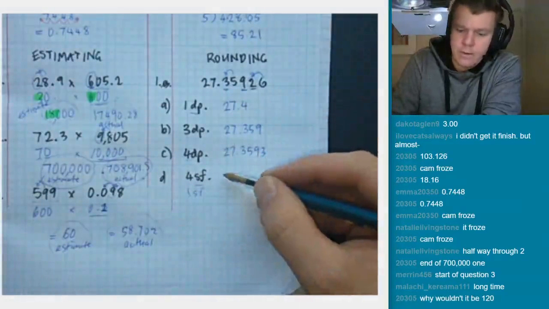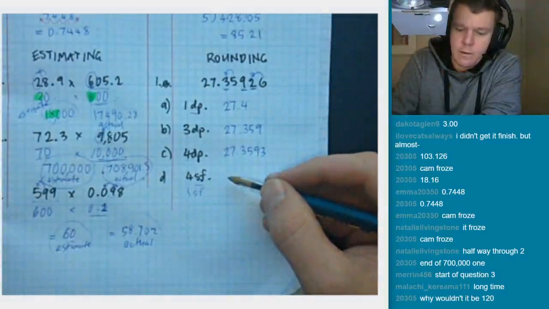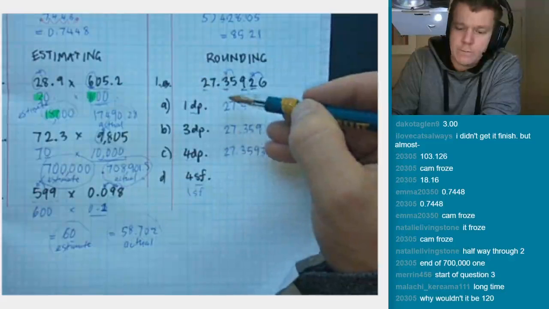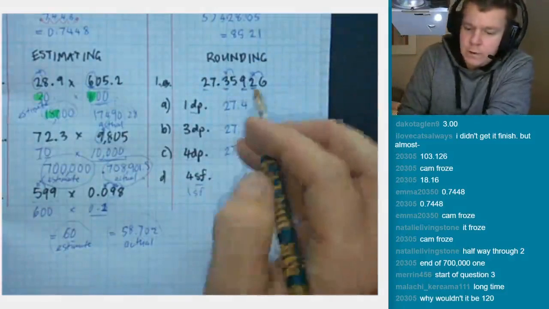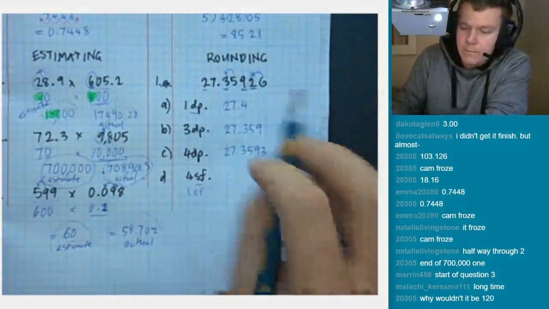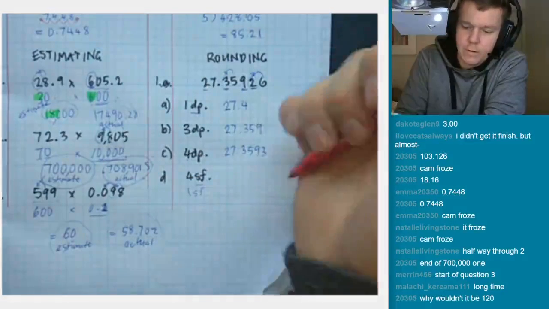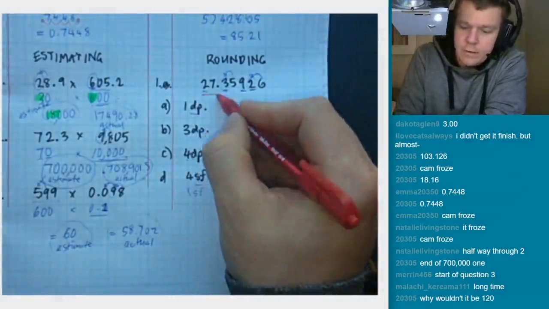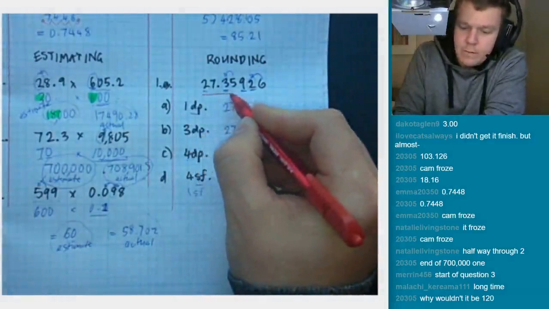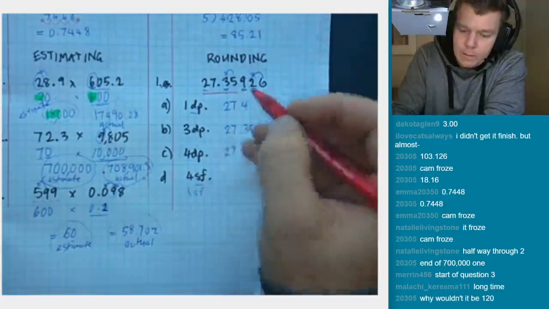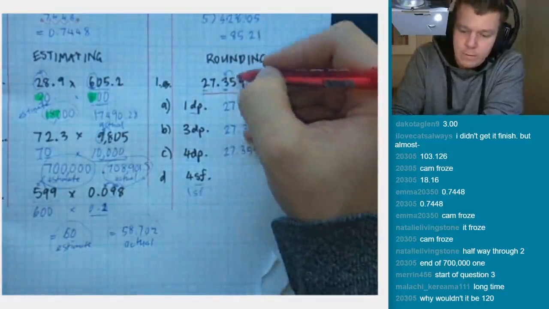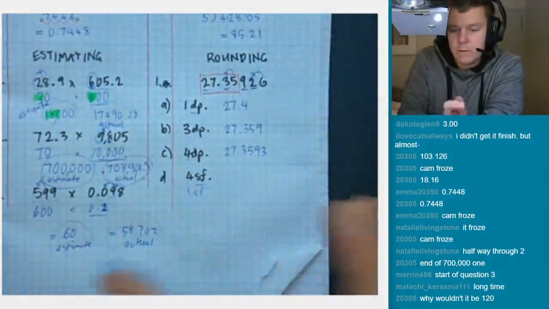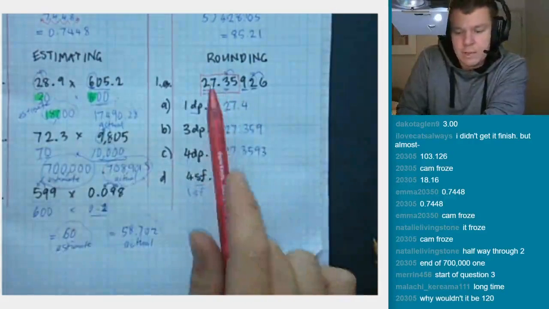4 significant figures. So if it was 1, then we'd round up to 30, right? So with 4, you still come from the left side. I might just do this in a red pen so it's different. So that would be 2 significant figures, 3 significant figures, 4 significant figures. So starting from the left, the digits get more significant.